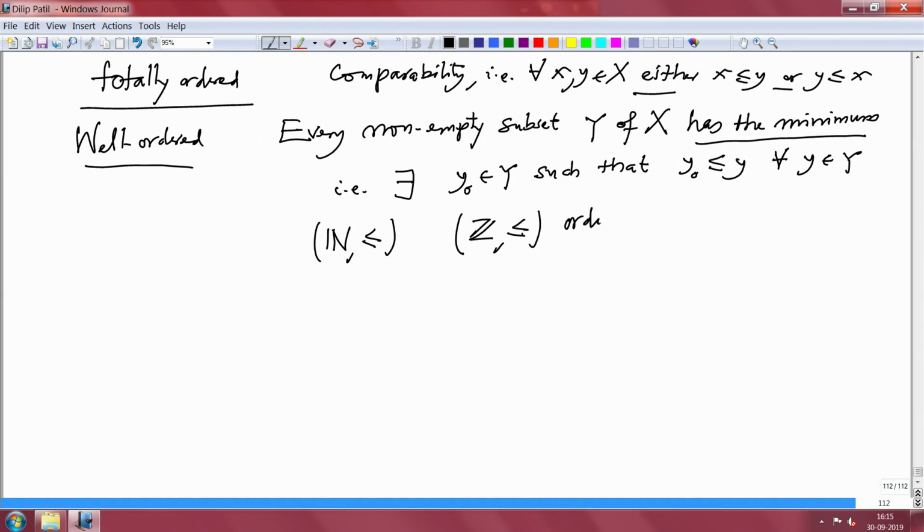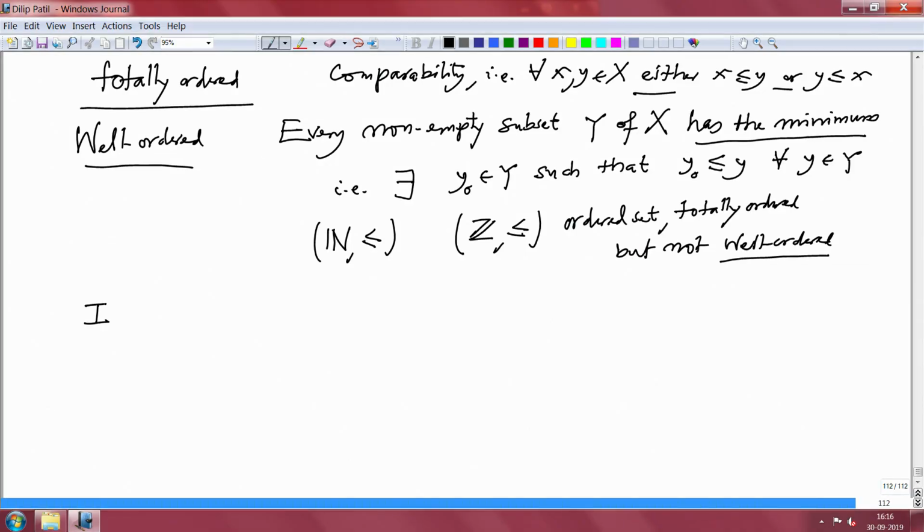Now, you see if you look at this ordered set Z with less equal, this is an ordered set, this is also totally ordered, but not well ordered. Simply because if you take the negative integers, that does not have a minimum, you can keep going on the negative side as long as one wants. So, it is not well ordered. Even Q or R, they are not well ordered sets, they are all totally ordered, not well ordered.